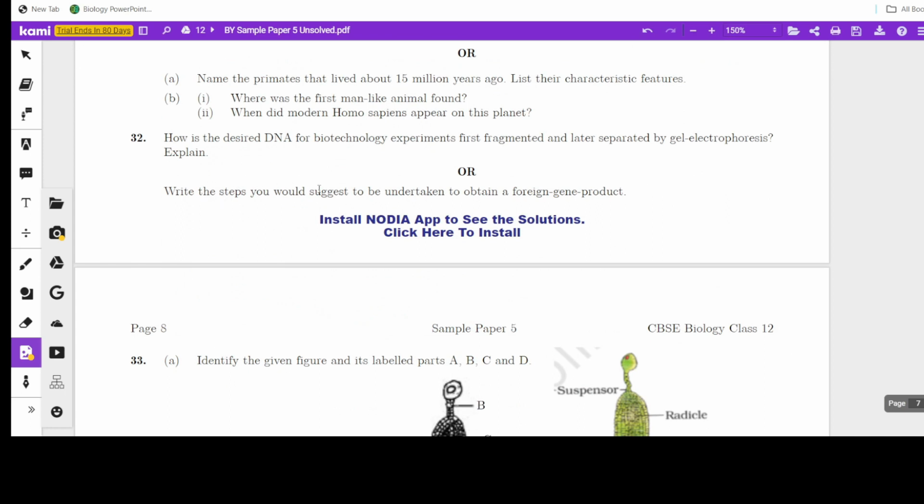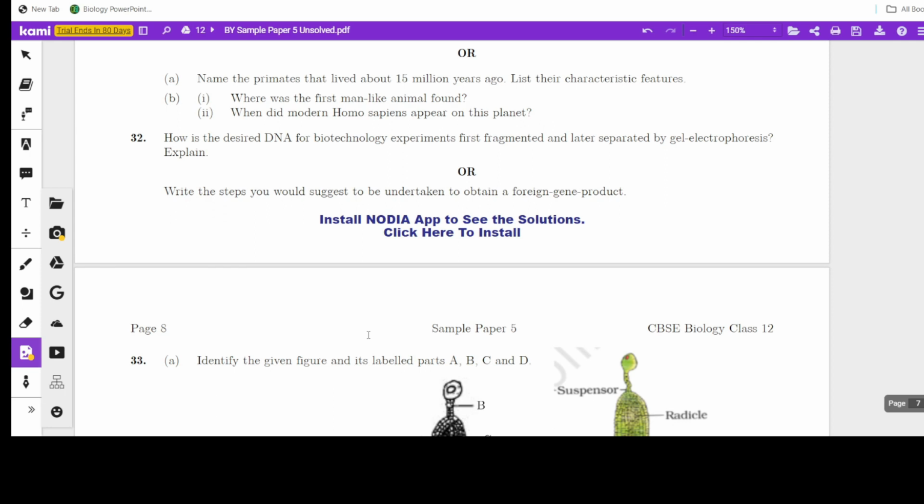Write the steps you would suggest to be undertaken to obtain a foreign gene product. In that case you have to write the whole step, but not in detail. You can just mention point by point: identifying our desired gene, identifying a vector, then cutting using restriction endonuclease, ligating it, then how it has been transformed into a microbe, and how the foreign gene product is obtained from that microbe. All those steps you can write.